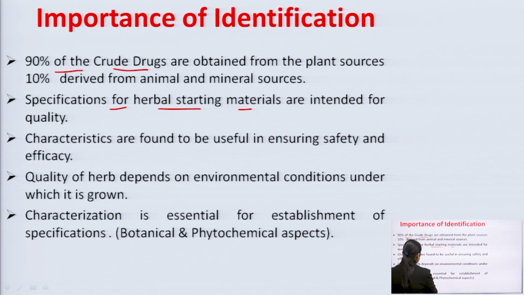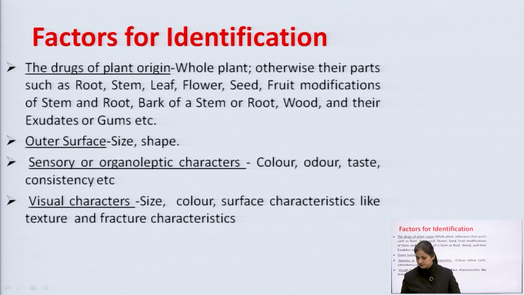The characterization is also essential for the establishment of the specification. Botanical और phytochemical aspects से भी आपको उसकी specification को establish करना ज़रूरी है. What are the factors for identifying? जब आप किसी प्लांट को आइडेंटिफाई करें कि ये वही प्लांट है जो आपको चाहिए ही कि नहीं है, तो आपको कौन कौन से फैक्टर्स, कौन कौन से पॉइंट्स को ध्यान में रखना होगा, राइट?